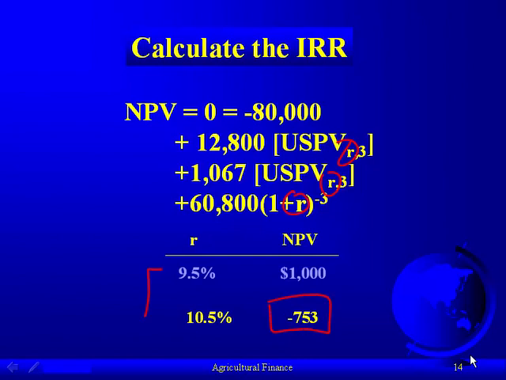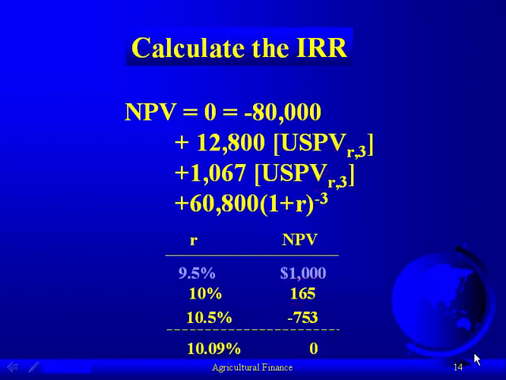So we see that the rate is somewhere between 9.5 and 10.5%. So we know it's lower than 10.5 but greater than 9.5, so let's try 10%. And 10% is easy because we already did 10%, right? And we remember that it came out to 165. So we now know that it's somewhere between 10% and 10.5%, and because the 10% is closer to 0, we know it's somewhere close to 10%. We could continue to do that as long as we wanted, continually narrowing that bound until we would find and discover that at 10.09%, the net present value is equal to 0.